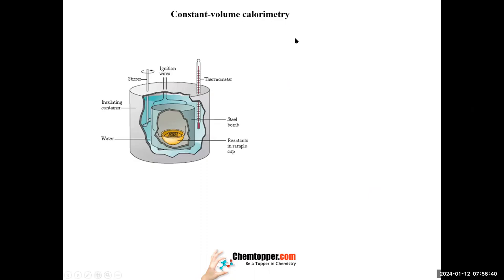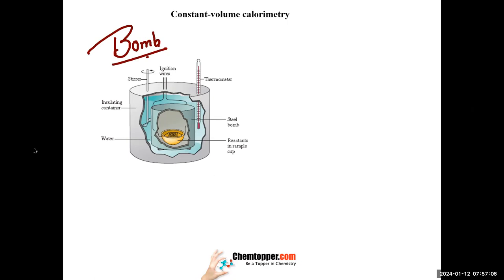And the coffee cup calorimeter was at constant pressure. But the bomb calorimeter is constant volume. That's why it is called a bomb. Let's try to understand why it is called a bomb calorimeter. You need not worry about the name. AP will not be testing you for the name at all. But it's fun to know everything.